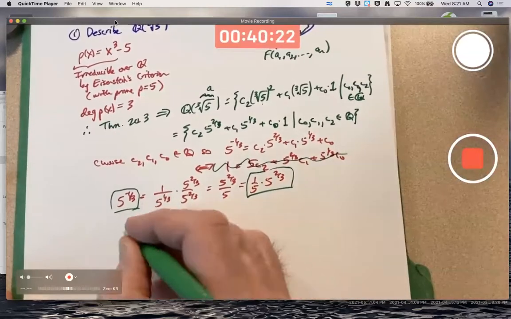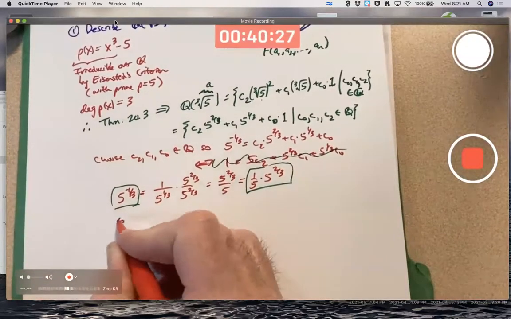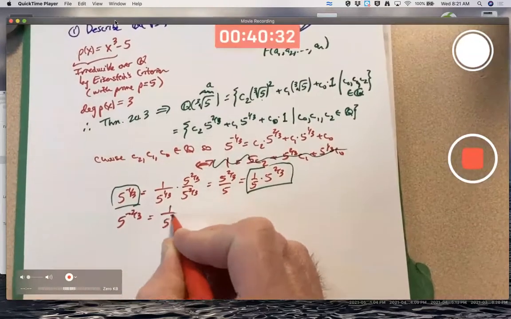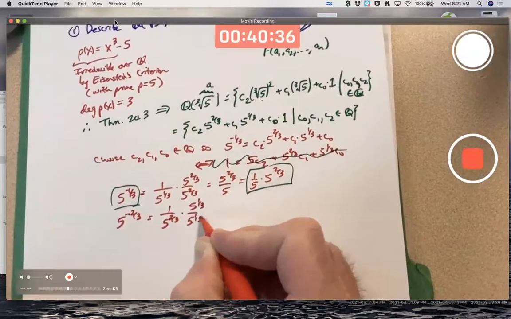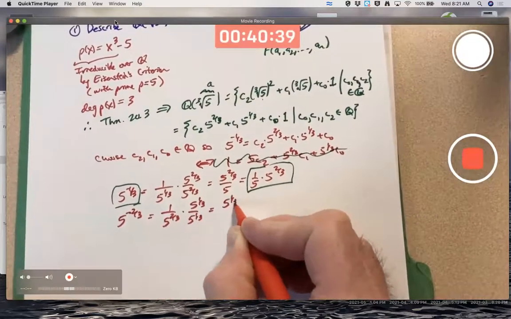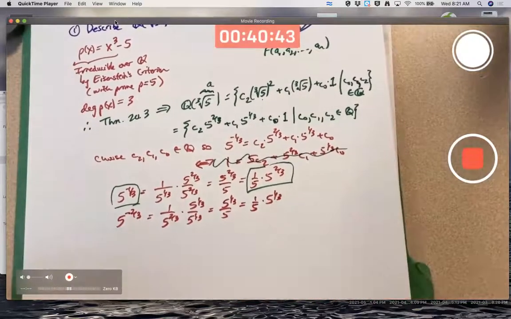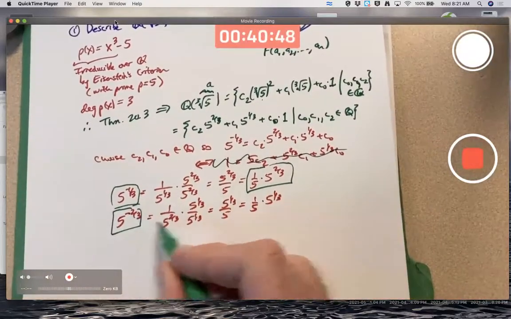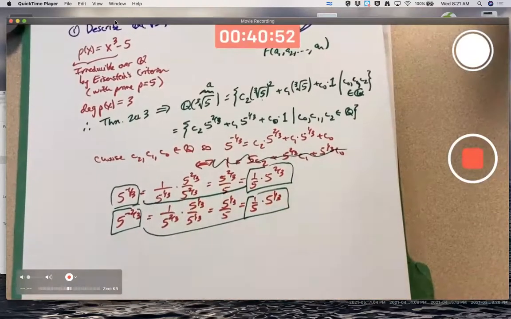What about 5 to the negative 2/3? That'll be 1 over 5 to the positive 2/3. Multiply the top and the bottom by 5 to the 1/3. Get 5 to the 1/3 over 5, or in other words, 1/5 times 5 to the 1/3. Those are equal. Oh, kind of fun.